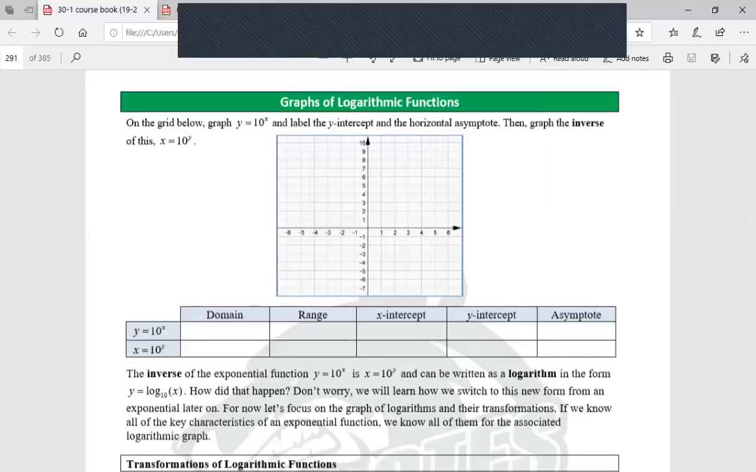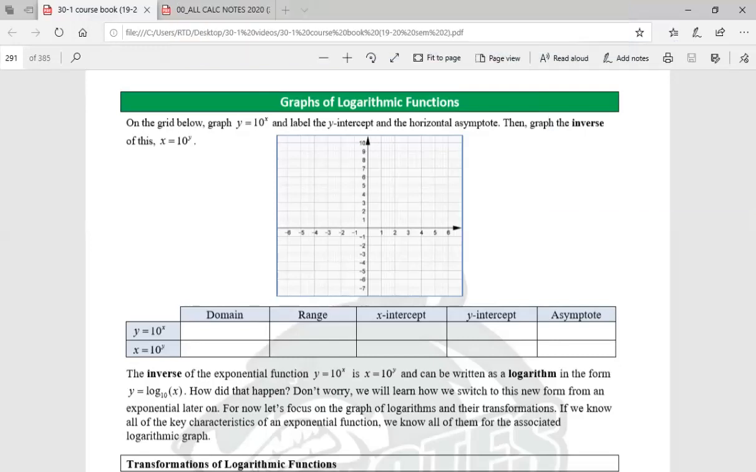All right, here we go with our next video. This is section 4.2, graphs of logarithmic functions. We're on page 291 or so of your workbook. Anyway, let's get moving on this.